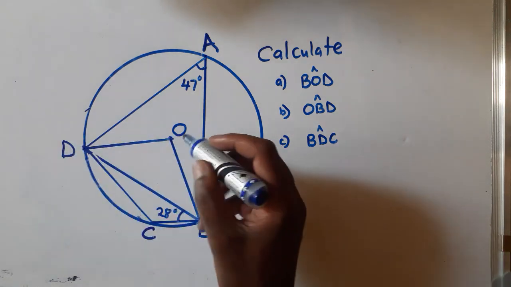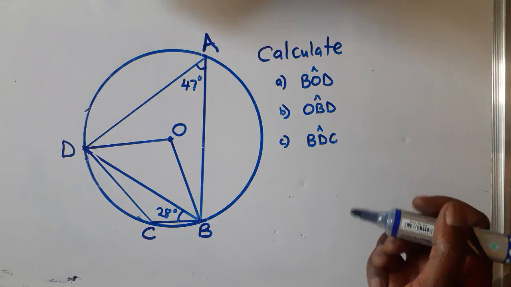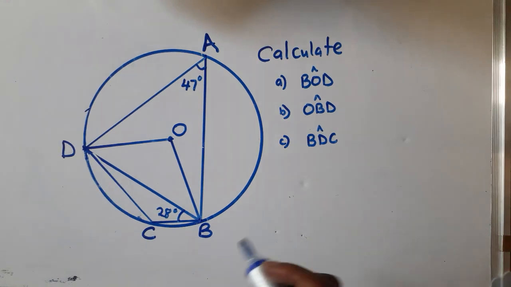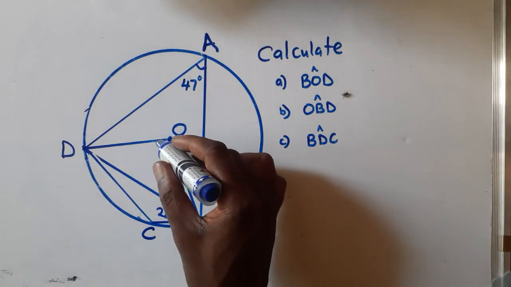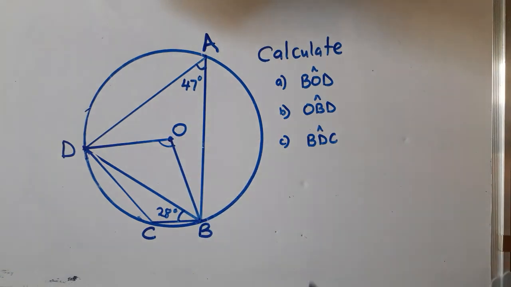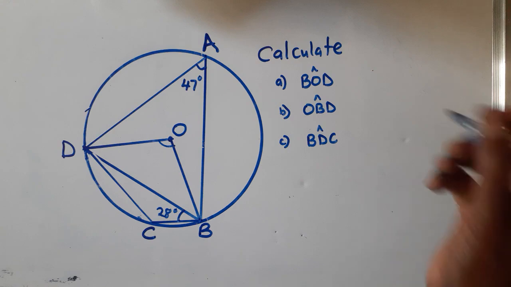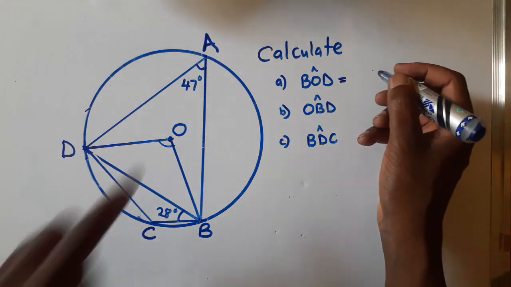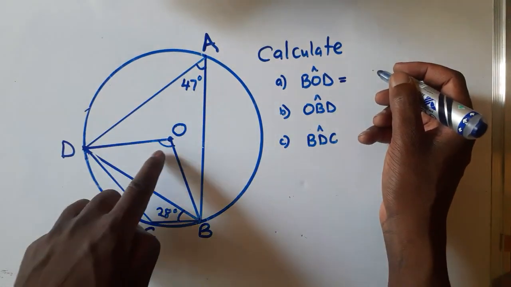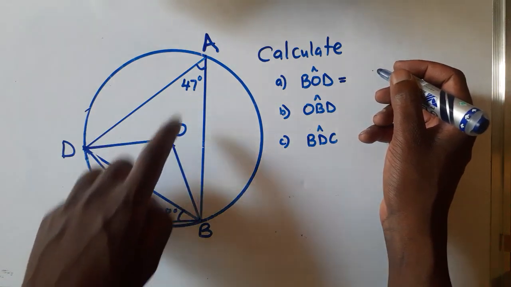BOD. This is the center. This one is a center here, so we want this angle. If this one is a center, I'm sure you have not forgotten that we say this angle is twice this one. This angle here is twice this one.